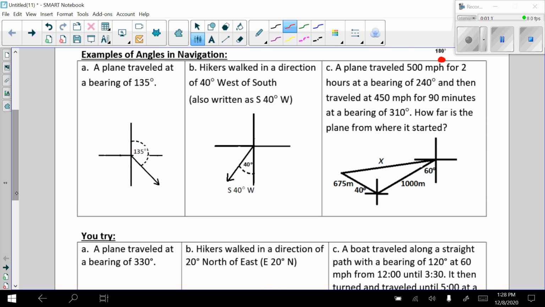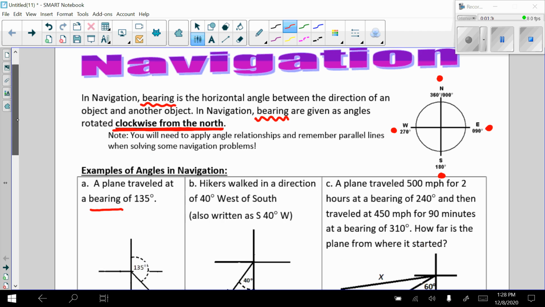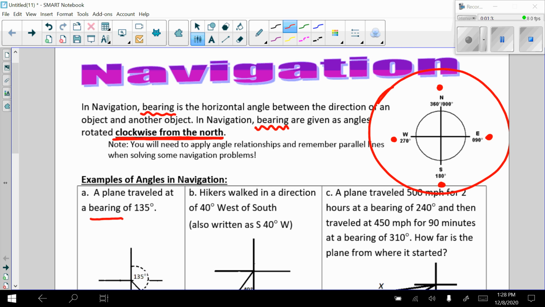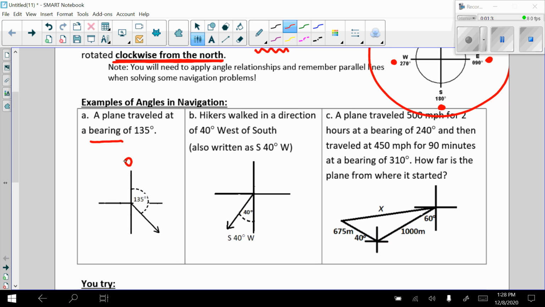So examples of navigation. The first thing says we have a plane that travels at a bearing of 135 degrees. What we have to remember is that little angle chart at the top here. 0 degrees is right here, 90 and 180. So if we're looking at a 135-degree angle, it lands right here in quadrant 4. Obviously a little bit different from what we were doing in our class.